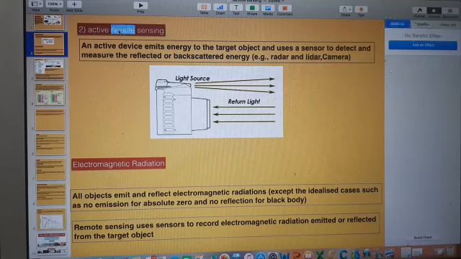Second type is active remote sensing. An active device emits energy to the target object and uses a sensor to detect and measure the reflected or backscattered energy, like radar.